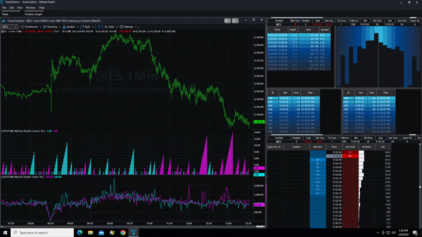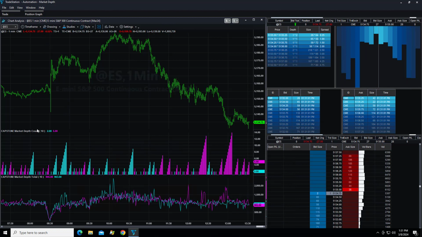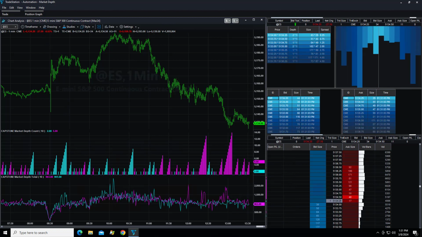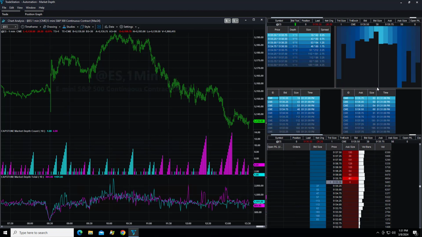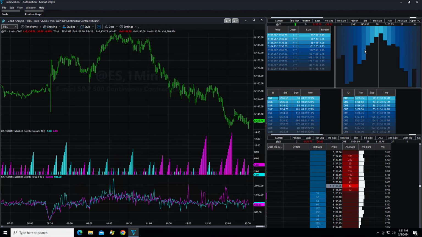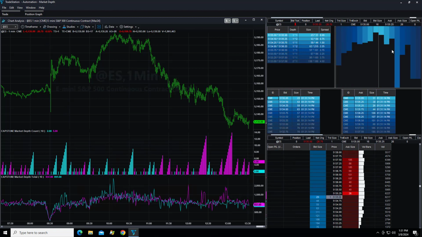Favorite tools for tracking the S&P futures, and when it is time to buy the dip, is the market depth count and market depth total indicators. You see those plotted here at the bottom of the screen. You have tools in TradeStation such as the matrix and the market depth tool right here that shows you the bids and the offers, the bids and offer size.